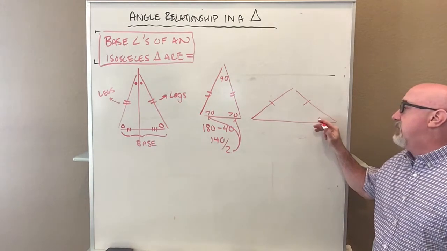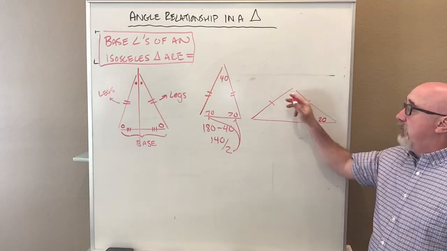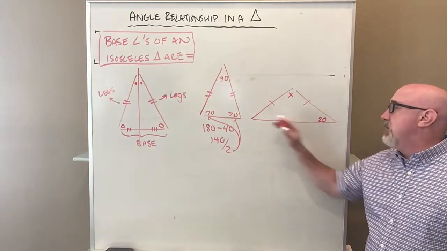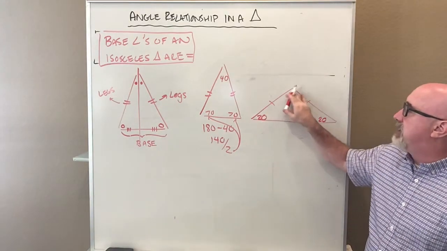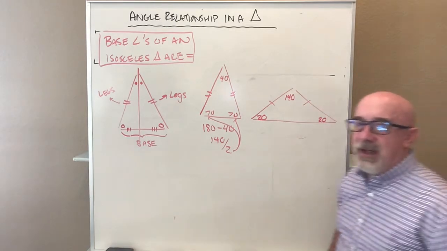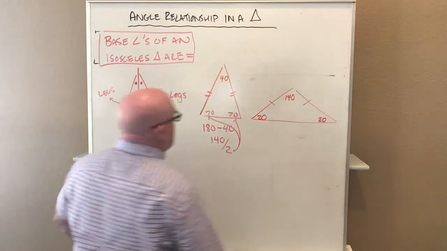So let's say that this is 20 here. How do you find this angle? Well, base angles are equal, so this would be 20. That makes this 140 up here. Now there are lots of good problems that come from this.